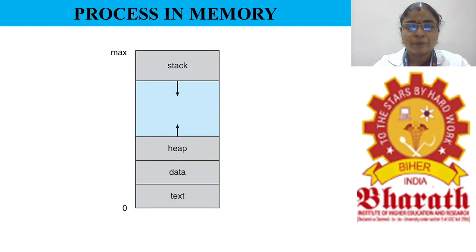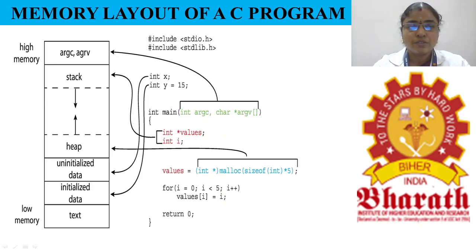Process in memory. So already we saw the process parts. First one is text part, second one is data part, third one is heap, which provides the dynamic allocation, then stack, which is going to hold the temporary data. So this 0 to max indicates the addresses. So this is a small memory layout of a C program.